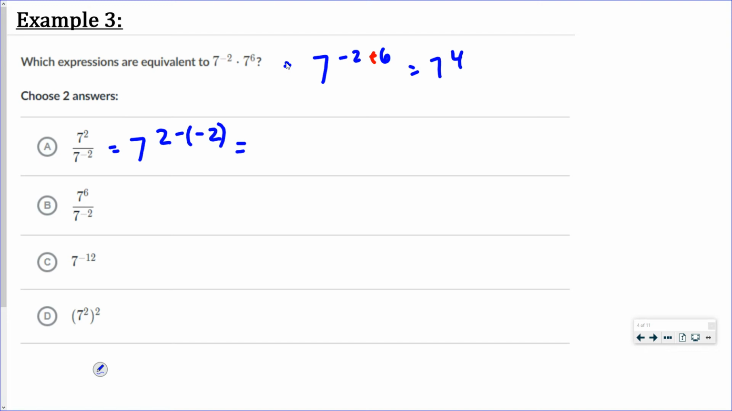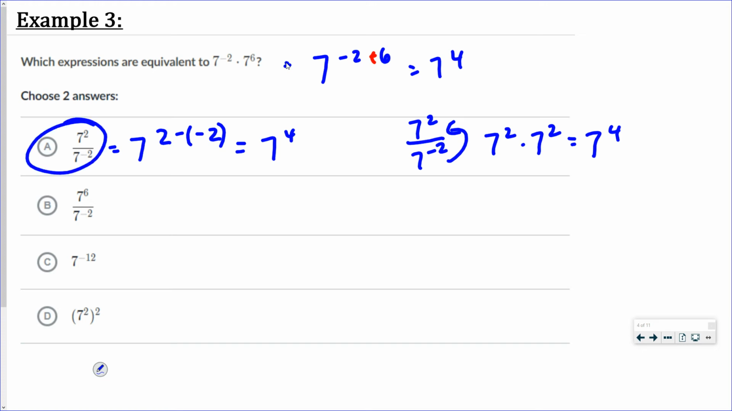I would subtract 2 minus, don't let the negative throw you off. You always do bottom minus top. So 2 minus negative 2 gives me 7 to the 4th. Another way we could have tackled that problem, you don't have to write this down, but this is negative, move them upstairs, becomes positive, same base, add the powers. That could have been another way to tackle that one. This one I only had to use one property. That one's the same. That's 7 to the 4th.